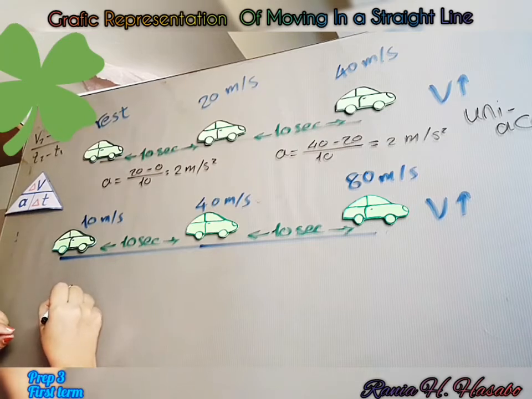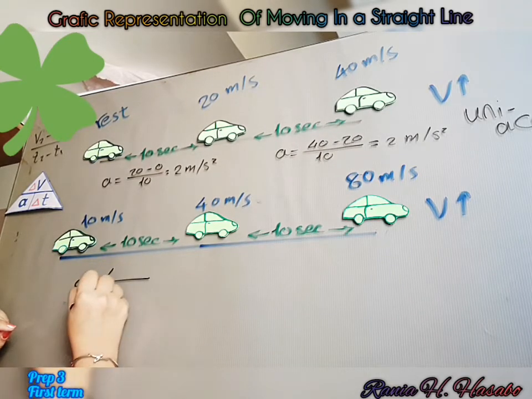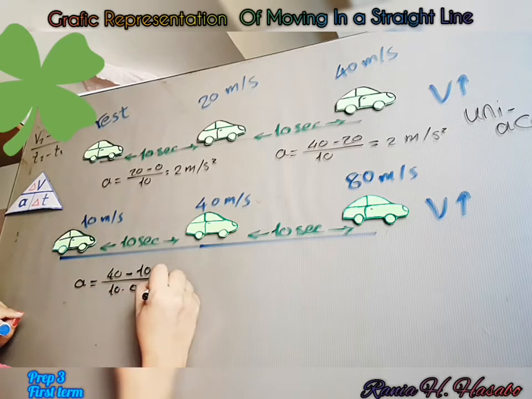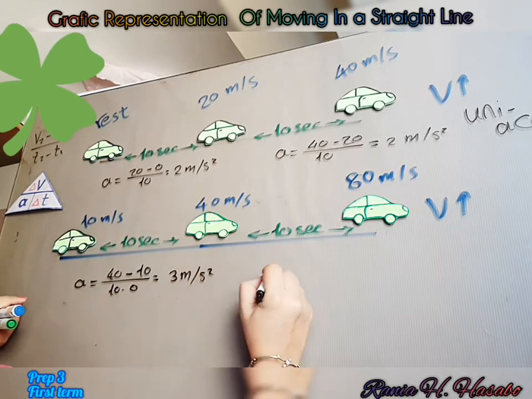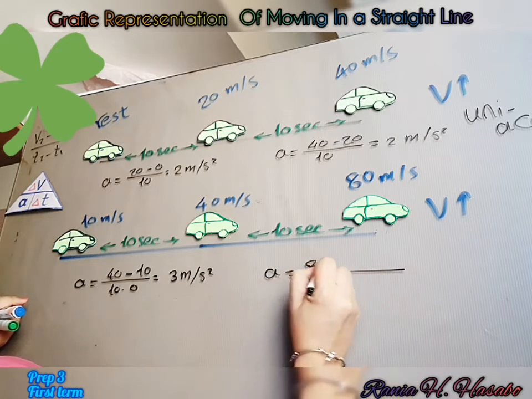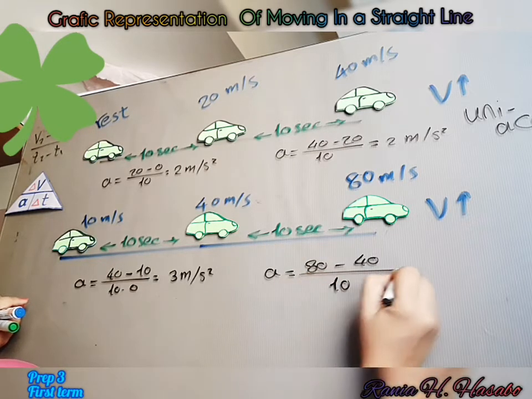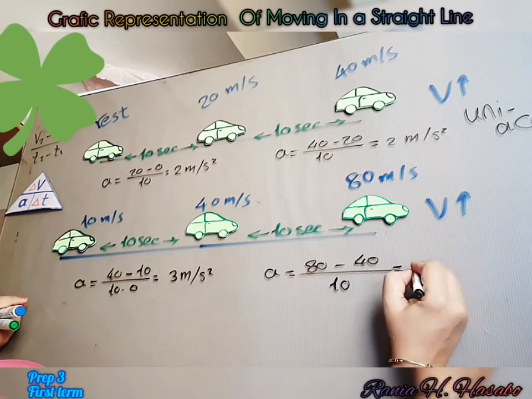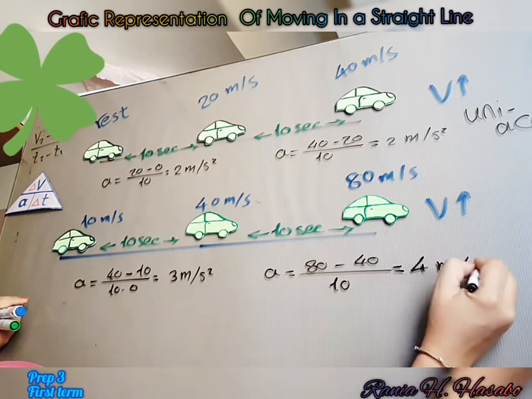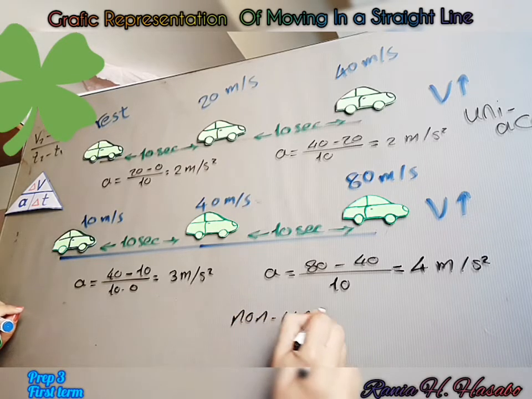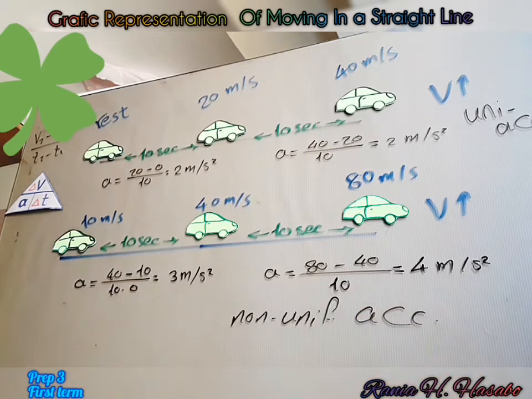From the rule acceleration equals delta V over delta T, acceleration equals V2 minus V1 divided by 10. After 10 seconds means from 0 into 10. Means 10 minus 0. The acceleration here: 80 minus 40 divided by, after 10 seconds means from 0 into 10, 10 seconds, which equals 4 meter per second square. Here the car moves with non-uniform acceleration.